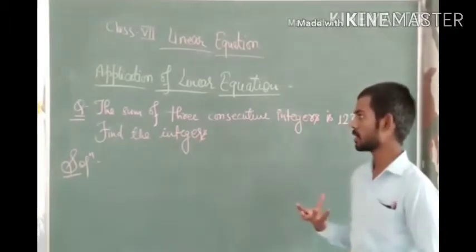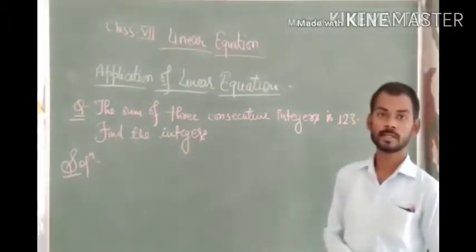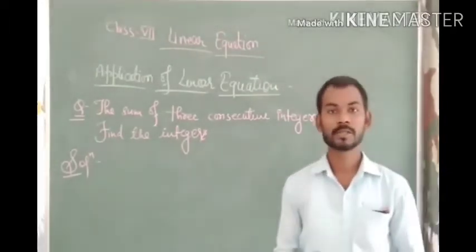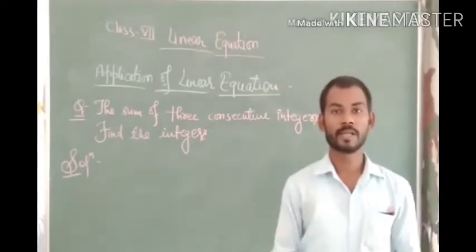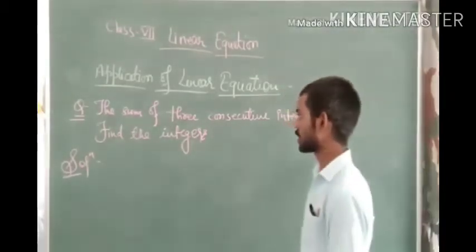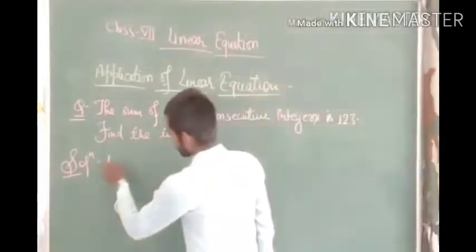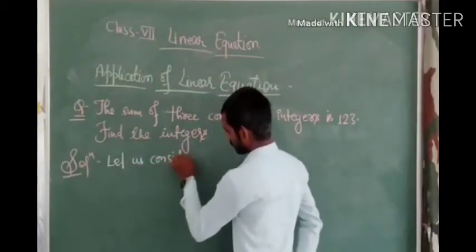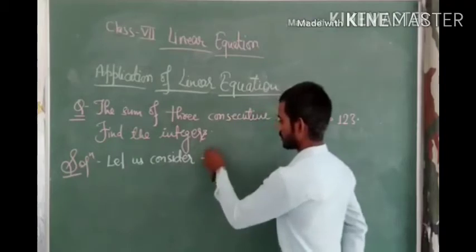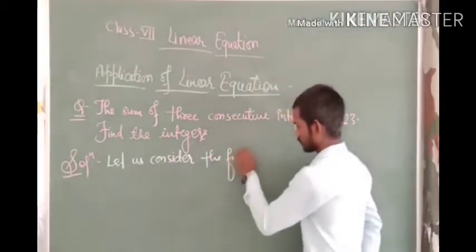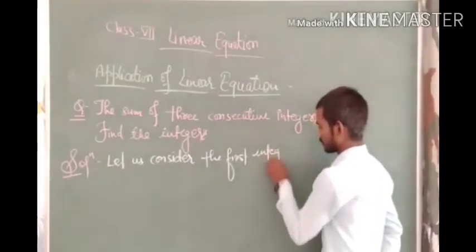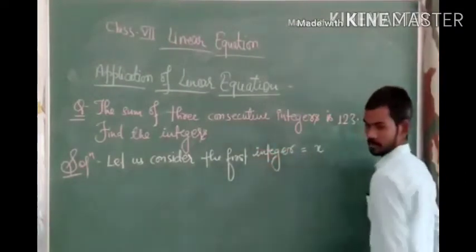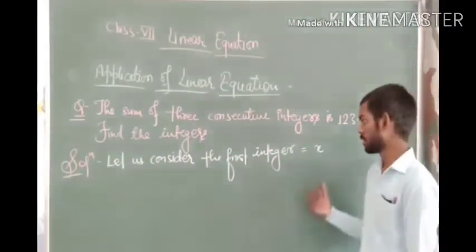The unknown quantity in the question is those three integers. That means we have to consider the integers as variables. So let us start the solution. First, let us consider the first integer is equal to x. The first integer is x.